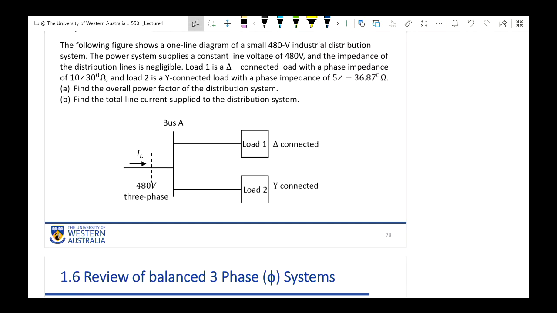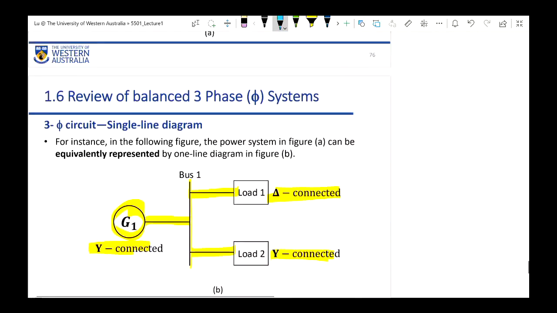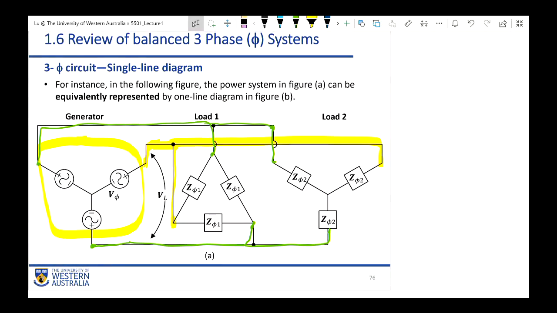And this IL is divided into 2 parts. One for load 1, one for load 2. If you don't believe me, go back to this diagram. Okay, it's a little bit massive, but you can see, don't talk about the voltage, just talk about the current.